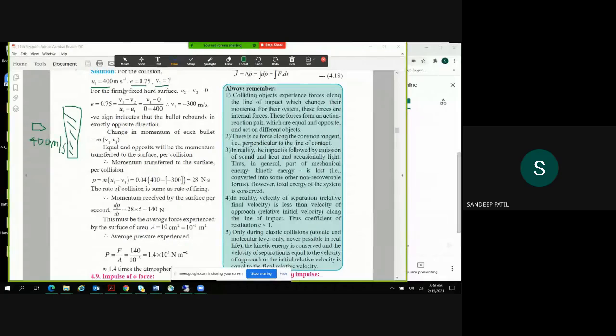For the firmly fixed hard surface, U2 and V2 are 0. There is no initial velocity as well as final velocity because it is firmly fixed. And they have provided E as the coefficient of restitution. So E is V1 minus V2 divided by U2 minus U1. V1 is unknown, V2 is 0 and U2 is also 0 because it is firmly fixed, and U1 we know, minus 400. So V1 is nothing but minus 300 meter per second. The negative sign indicates that the bullet rebounds in exactly the opposite direction.